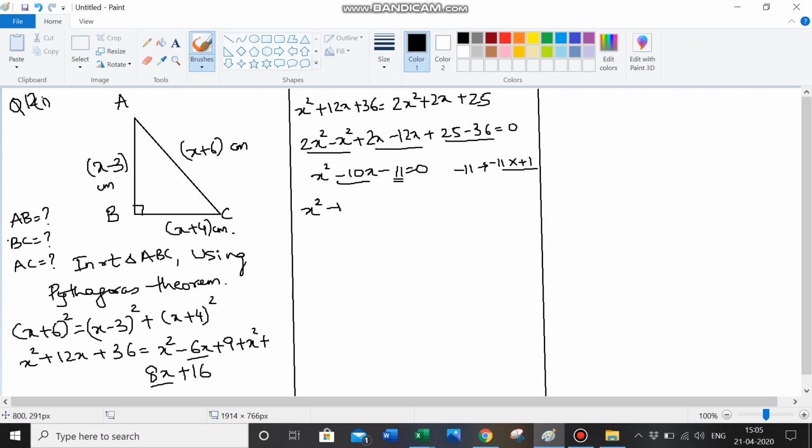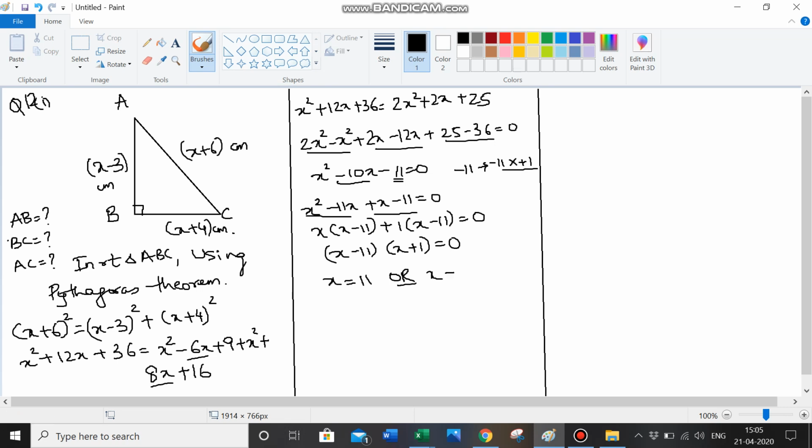Perfect. So x square minus 11x plus x minus 11 is equal to 0. x times x minus 11. I've combined these two and I've combined these two, plus 1 times x minus 11 is equal to 0. x minus 11 is common. x plus 1 is equal to 0, which means x is equal to 11 or x is equal to negative 1. Now, if x is equal to negative 1, then this side will become negative 4. If x is equal to negative 1, AB is equal to negative 4 centimeter.